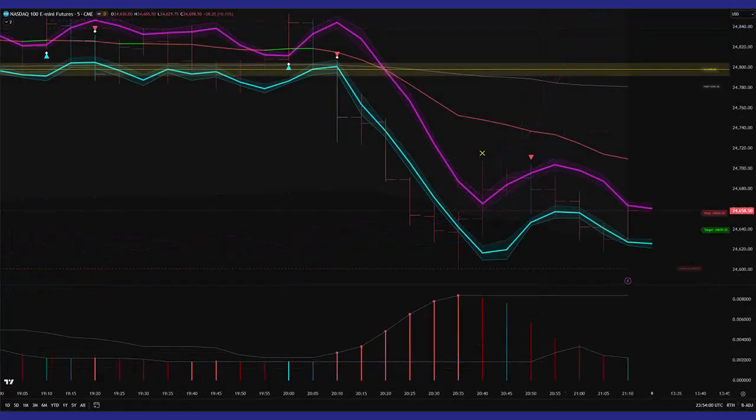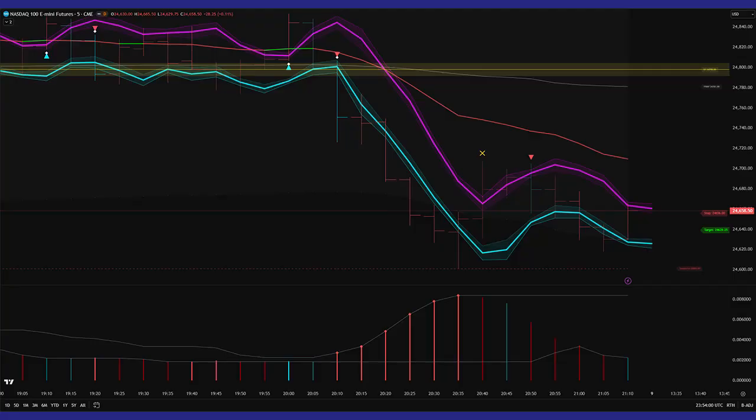The system analyzes volatility, price structure, and momentum on every bar. When the market becomes volatile, the channel widens. When the market calms down, the channel tightens. This creates dynamic support and resistance levels that move with the market, instead of drawing static lines and hoping price respects them. Now let's talk about the momentum system.